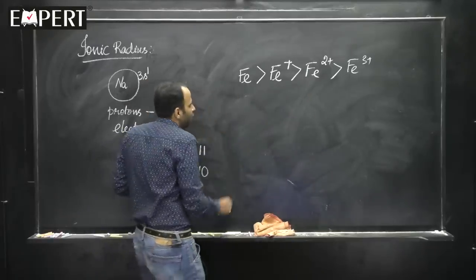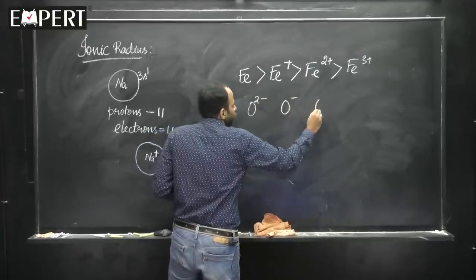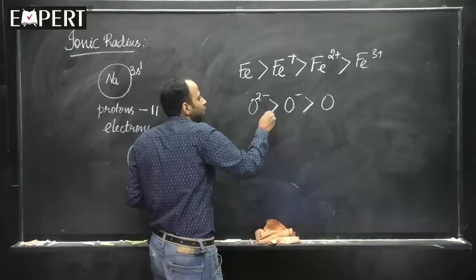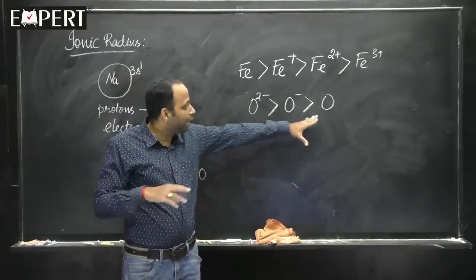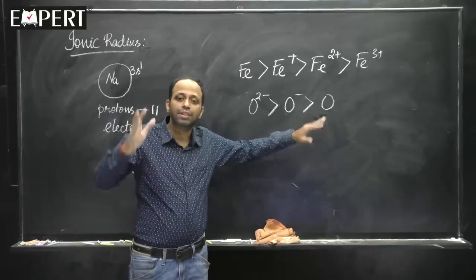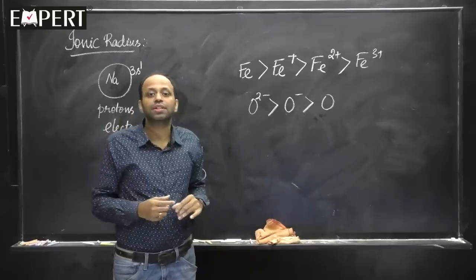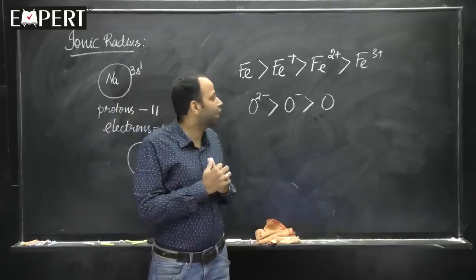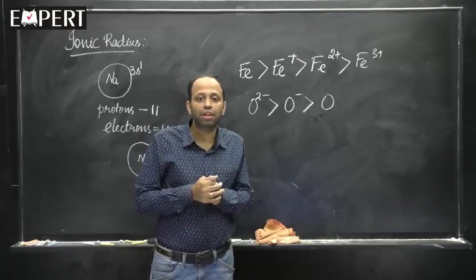Okay? If I take O2 minus, O minus and O, what will happen? I have added 1 electron, so size will increase, added 1 more electron, so size will increase. So, remember, if you take an atom and go on adding electrons, as many as possible, the size goes on increasing. If you go on removing electrons, the size goes on decreasing. Okay. With this, I will stop the class for today. We will continue in the next class.